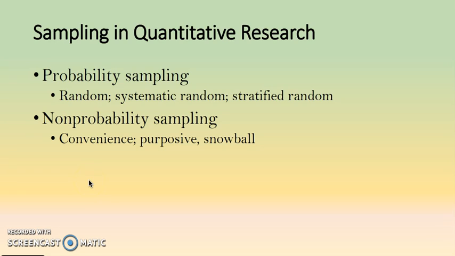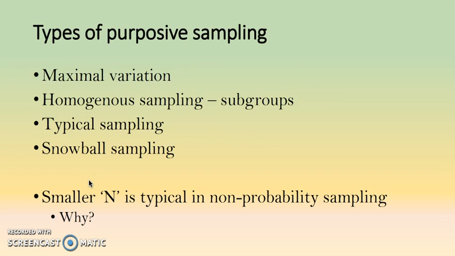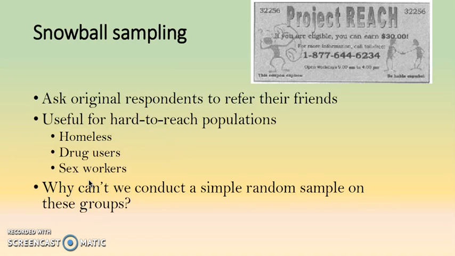The other video in the textbook already talked about probability versus non-probability sampling, but I want to introduce you to one more type of non-probability sampling, which is called snowball sampling. So this is a type of purposive sampling where you ask the original respondents to refer their friends to be in the study. And this is often used for what's called hard-to-reach populations.